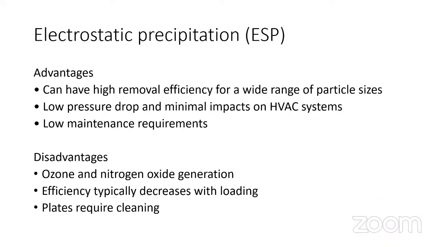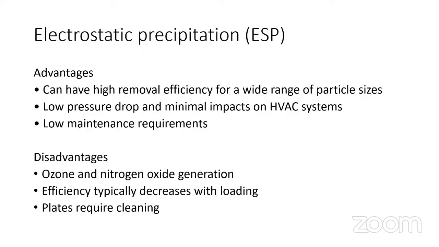So the advantages and disadvantages of electrostatic precipitation being used for indoor air cleaning. Basically, you can have a high removal efficiency for a wide range of particle sizes, like in the case of fibrous filter. But in the case of fibrous filter, you have a very large pressure drop. Here you have a very low pressure drop, and there is minimal impact on HVAC systems.